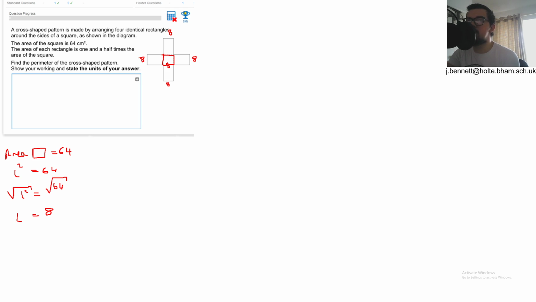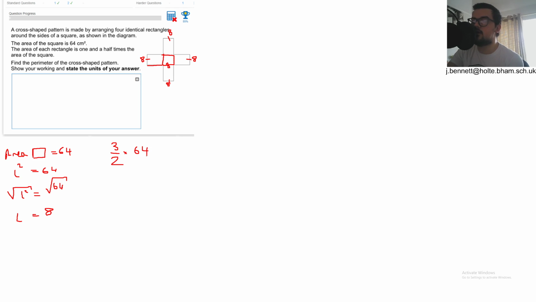Because we're trying to work out the perimeter of the cross-shaped pattern, by putting in our little 8s we have found a third of the length that we're looking for. So we've got 8, 16, 24, 32. Now we want this length here. So let's use the clues that the question gives us. It says the area of each rectangle is 1.5 times the area of the square. So 1.5, or 3 over 2 as a fraction, times the area of the square. The area of the square is 64.